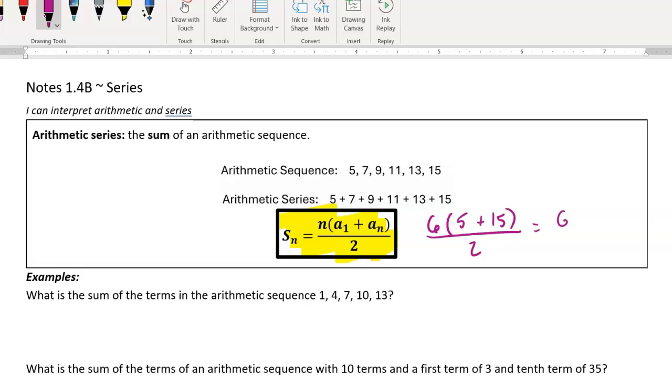So if we think of this as 6 times 20 divided by 2, now there's a couple ways you could do this in your head. You could take 6 times 20 and get 120 and recognize that half of that would be 60. Or you could take 6 divided by 2 and get 3, multiply 3 times 20 and get 60. Or take half of 20 is 10 and multiply that times 6 and get 60. So you can see that there's a few different ways that you could do this in your head without having to pull out a calculator. But that's the formula. That's the only formula that we need to worry about right now.